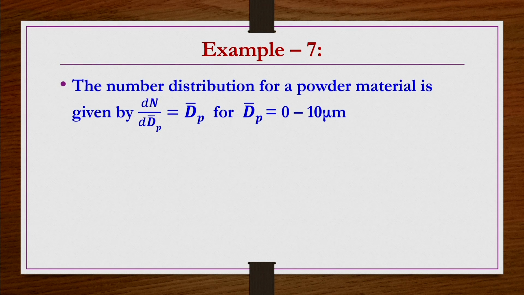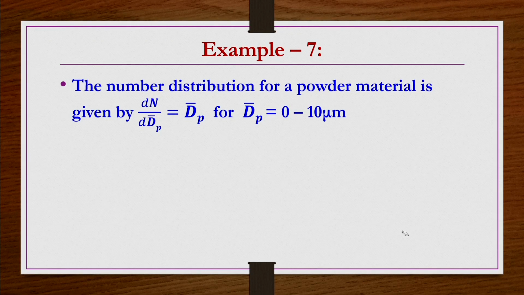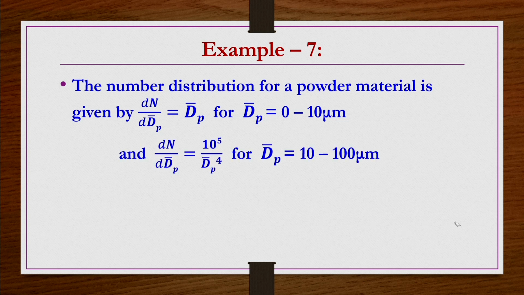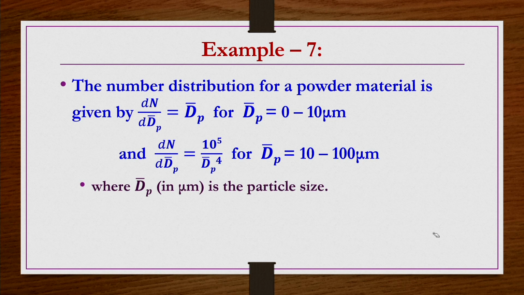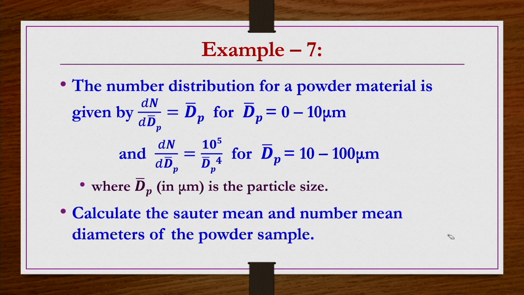Then we take another example. Here in this example, rather than giving the mesh increment versus mass fractions, the dP bar versus number of particles information is given in equation form. The number distribution for a powder material is given by dN by dP bar is equal to dP bar for dP bar 0 to 10 microns, and then dN by dP bar is equal to 10 power 5 by dP bar power 4 for dP bar 10 to 100 microns. For 2 different ranges of dP bar, 2 different expressions are given, where dP bar is nothing but particle size, given in microns. Calculate the Sauter mean and number mean diameters for the powder sample.